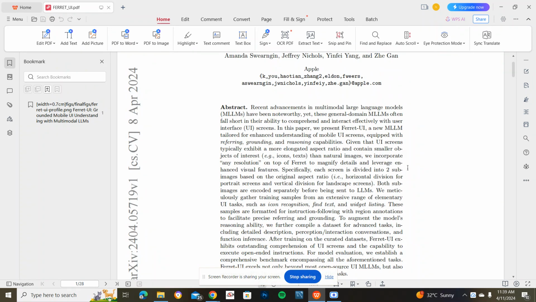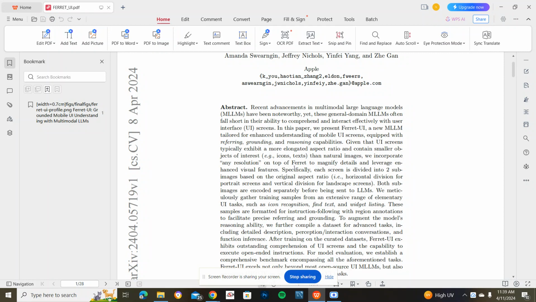Specifically, each screen is divided into two images based on the original aspect ratio, horizontal division for portrait. So basically, if you look at your mobile, it has a vertical rectangle shape. It has less width and greater height, so it is not in the right ratio. So if there's a portrait image, they will just divide it in half horizontally. In that case we will get two similar size images.